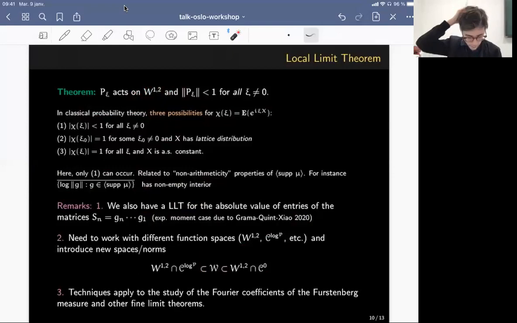We can use the same techniques to study the Fourier coefficients of the first-time-back measure and other fine limit theorems. Okay, any questions? Okay, so yeah, in the last slide, I would mention a little bit about these Fourier coefficient problems and how it's related to what we are doing.